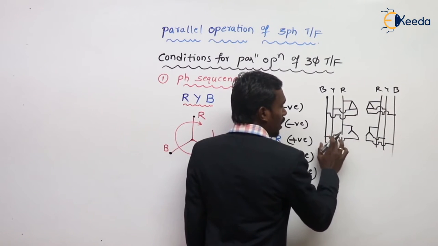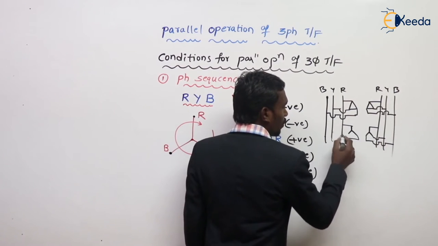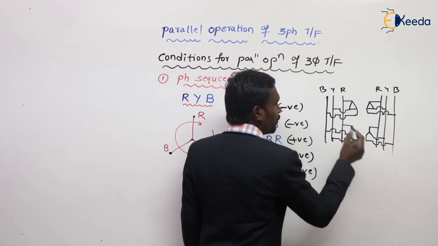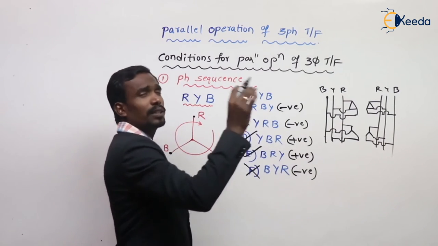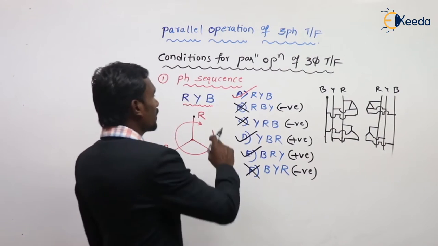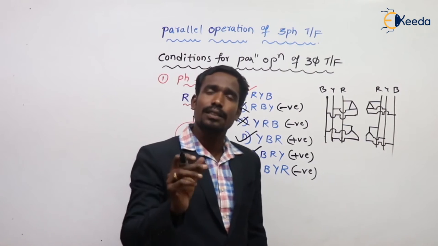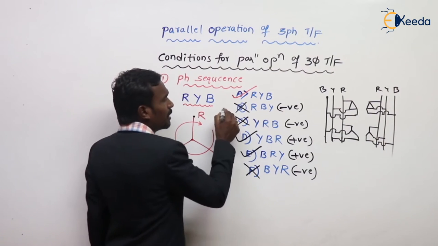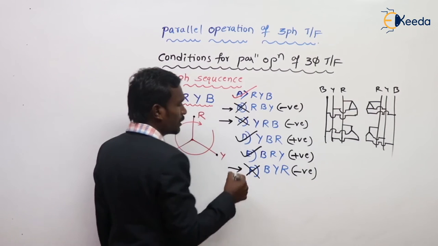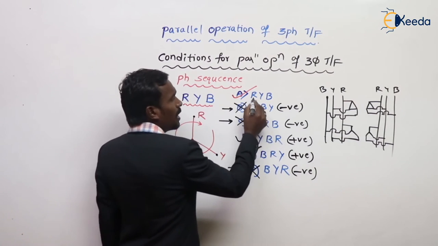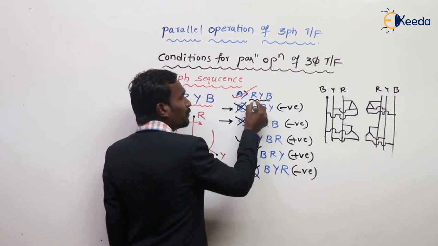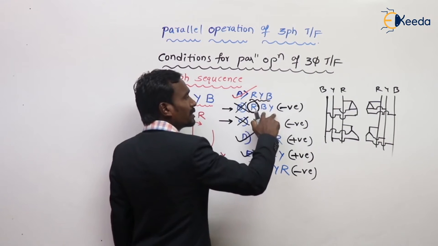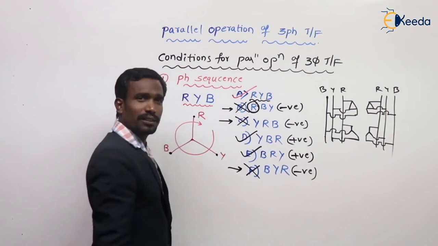So see here, this is R and this is Y, and this should be connected to B like this. The phase sequence should be the same, then only we can make it parallel. Like that, you can find which is in the same sequence or which is in negative sequence. How can we find which is positive sequence and which is negative sequence? See here, this one, this one and this one are negative sequences. Because out of three phases, if any one phase is constant and the remaining two phases are reversed, then it acts as a negative phase sequence.